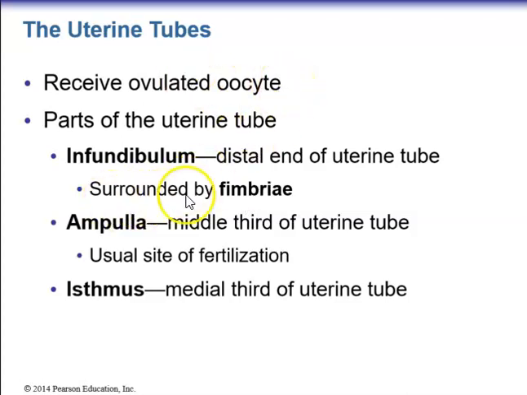The next part of the fallopian tube is called the ampulla. So it's a dilated section of the fallopian tube. This makes up the middle third of the fallopian tube, and this is where the majority of fertilization takes place. So this is the usual site of fertilization where the sperm meets the egg. Then we have the isthmus, which is the medial third of the uterine tube.